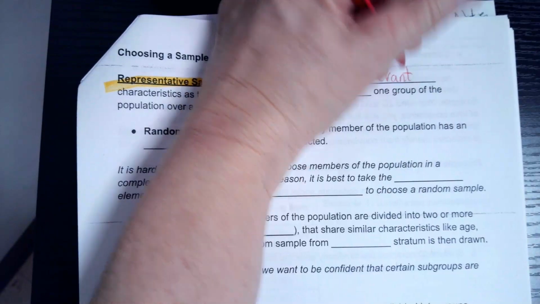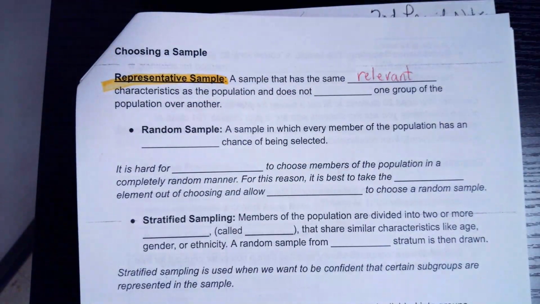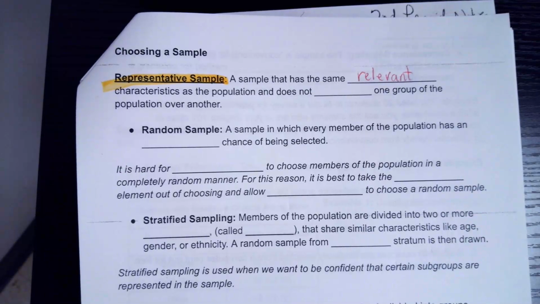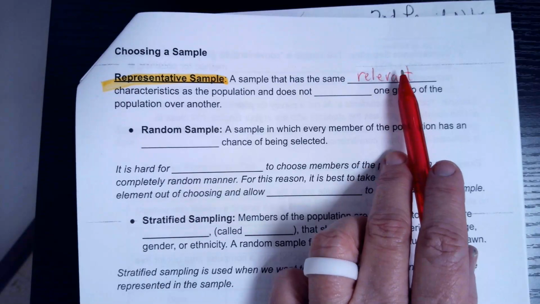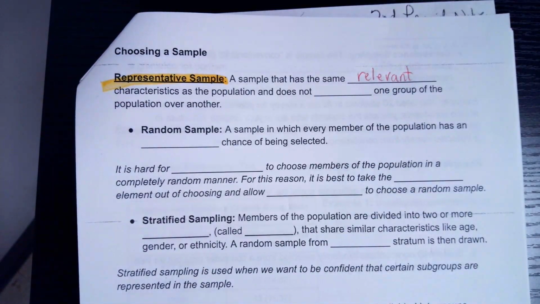Okay, so what does that word mean? Something is relevant. What does that mean? It's important in this context. It applies to this group, okay? So if I want to get a representative sample, I want to get a sample that has the same important characteristics as the whole population, all right?